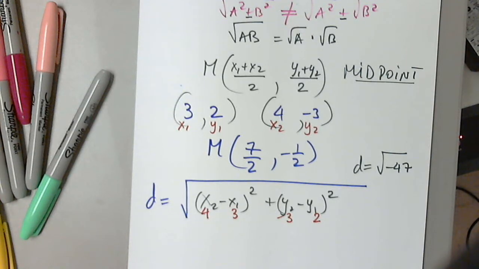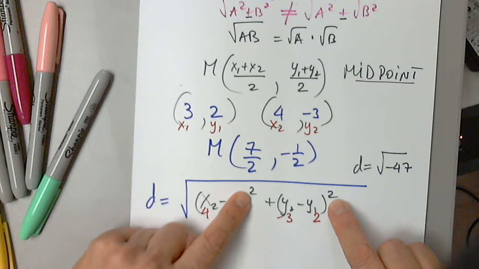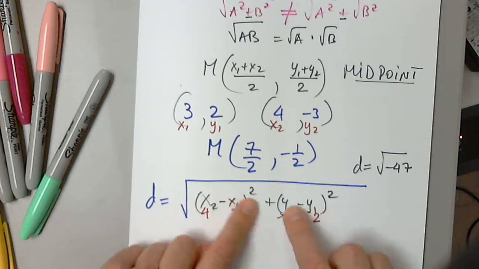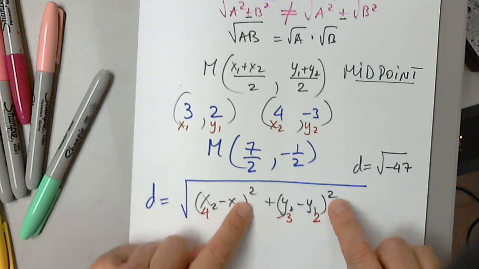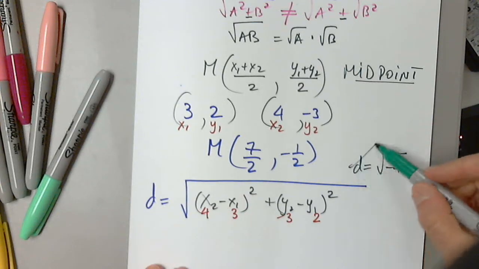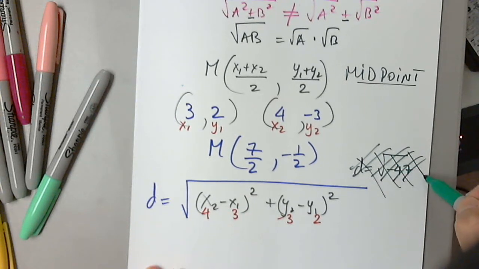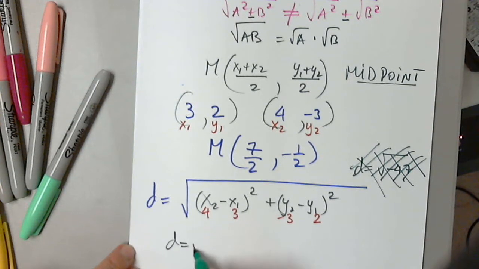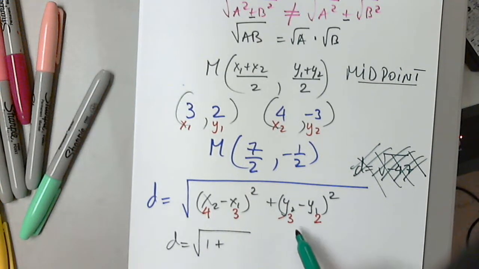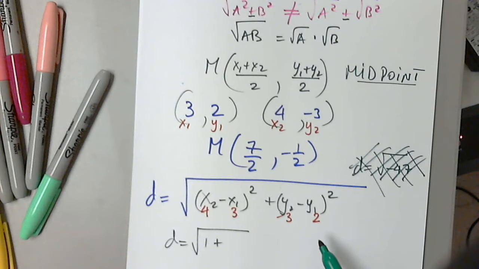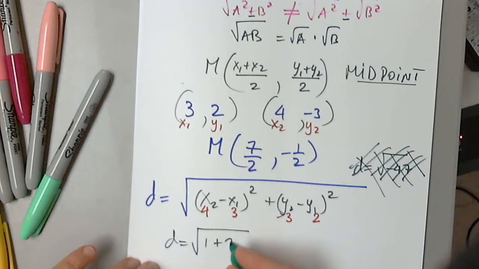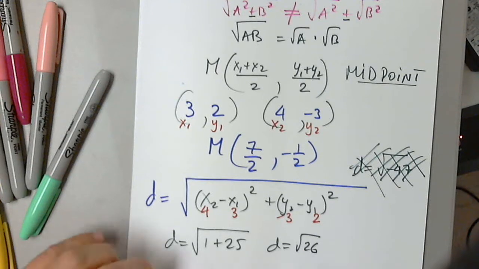No, because I'm adding two positive numbers. No matter what I get, I don't care, they're positive, and then I'm adding them. So this will never be an option. Please remember that. Okay, so how much is 4 minus 3? How much is 1 squared? How much is -3 minus 2? -5 squared. So then the distance is the square root of 26.